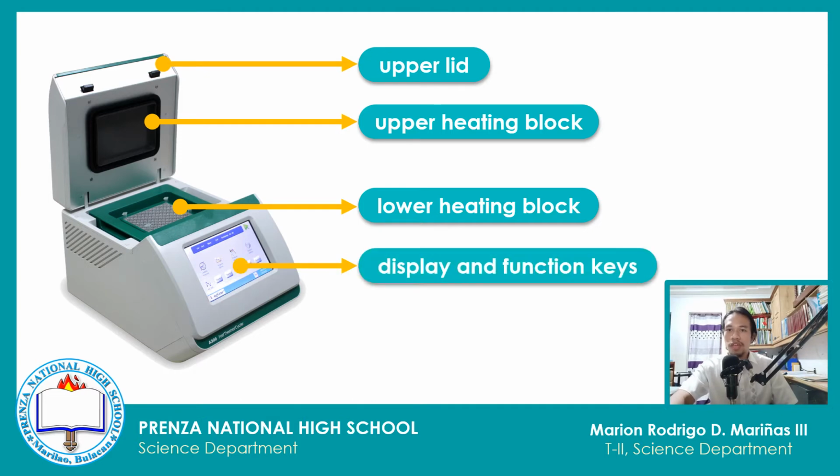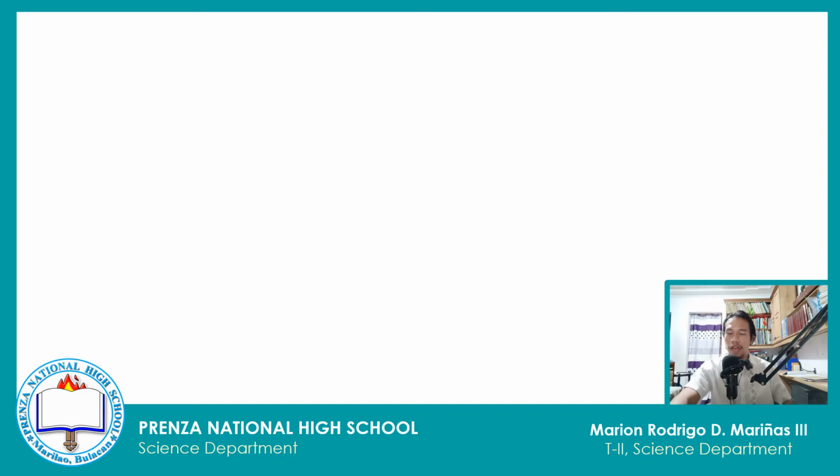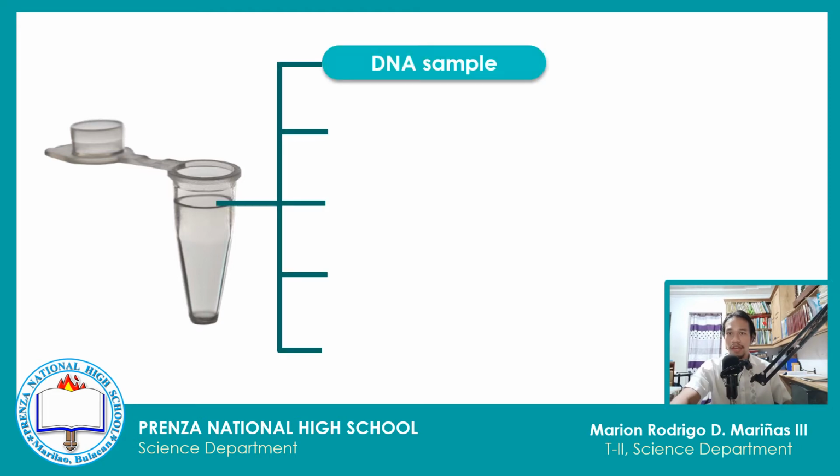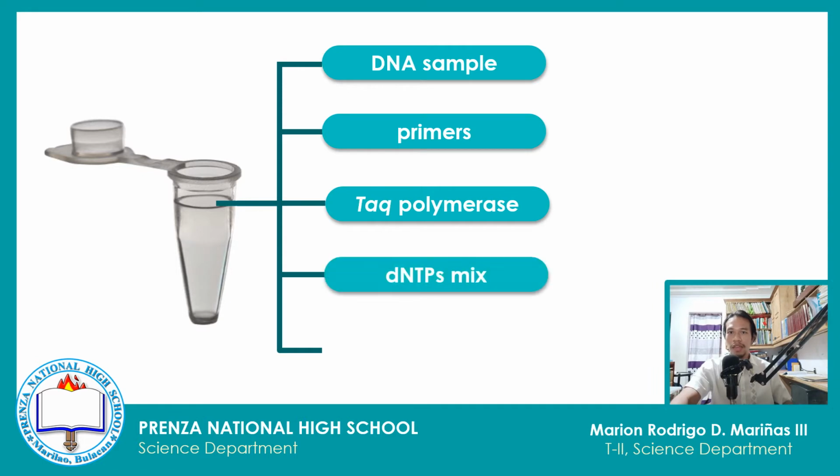We can also input the specific temperature range and even the time allotment for each of the cycles of the PCR using the display and function keys. The PCR basic reaction mixture is placed inside a PCR tube. This mixture contains 5 main components: the DNA sample, primers, Taq polymerase, dNTPs or deoxyribonucleotide triphosphate mix, and buffer.